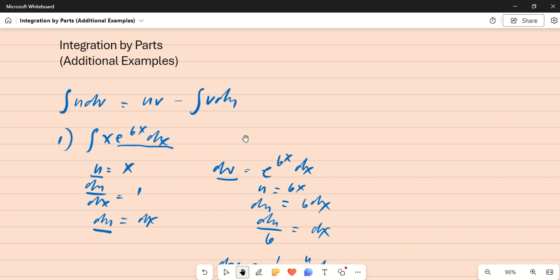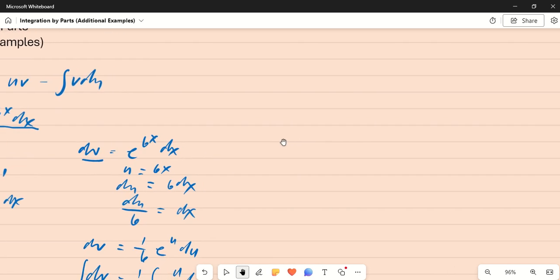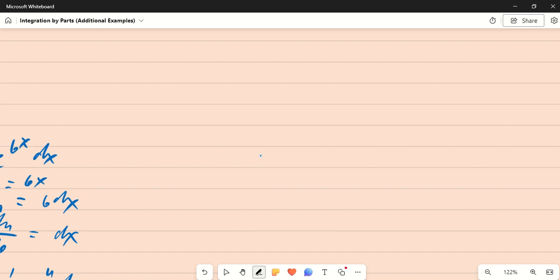You cannot actually solve the integral of this example without using integration by parts. There's no other way of solving the integral of x e raised to 6x dx without using integration by parts. Okay, now let's try to look at the second example. Here we have the differential equation. You consider an equation as a differential equation if you can see derivatives in the equation.